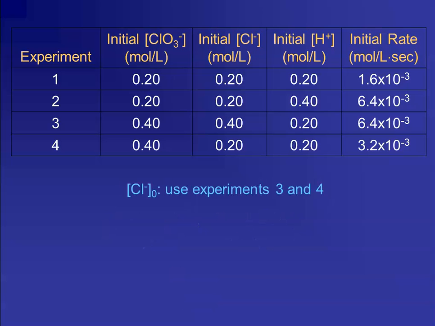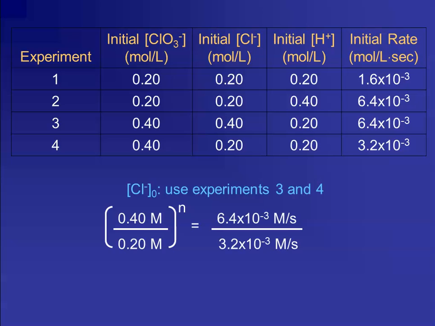I'm going to do the same thing for Cl minus. Again, I'm going to look at 3 and 4. This one is set up good to go, so I just do 0.4 over 0.2, and I set that equal to 6.4 over 3.2 times 10 to the negative third for both values. And I get again that my order is 1. Again, I promise the orders are not always going to be 1.